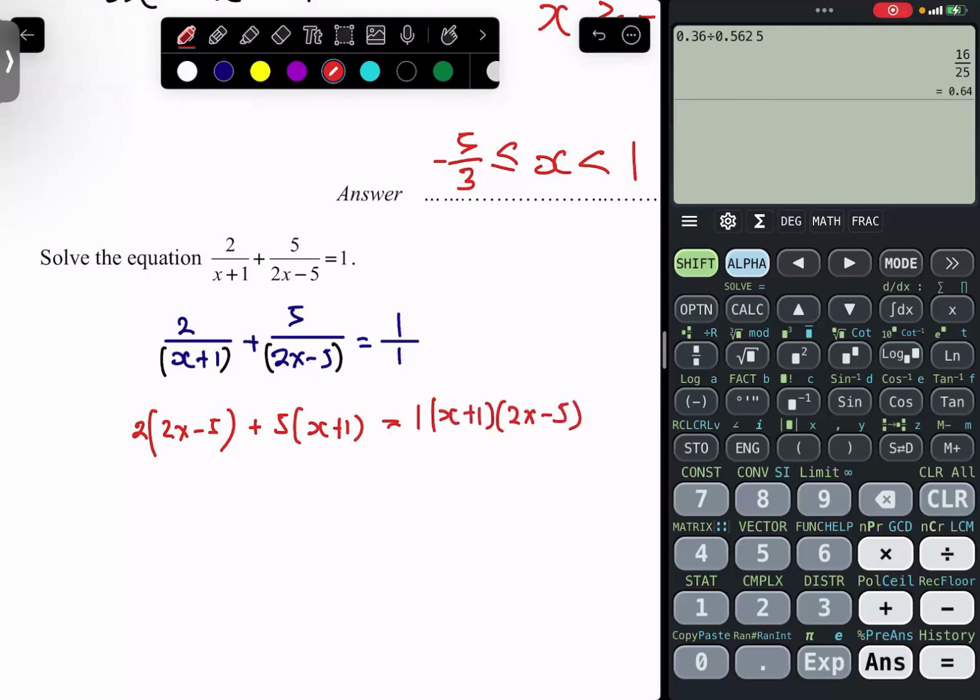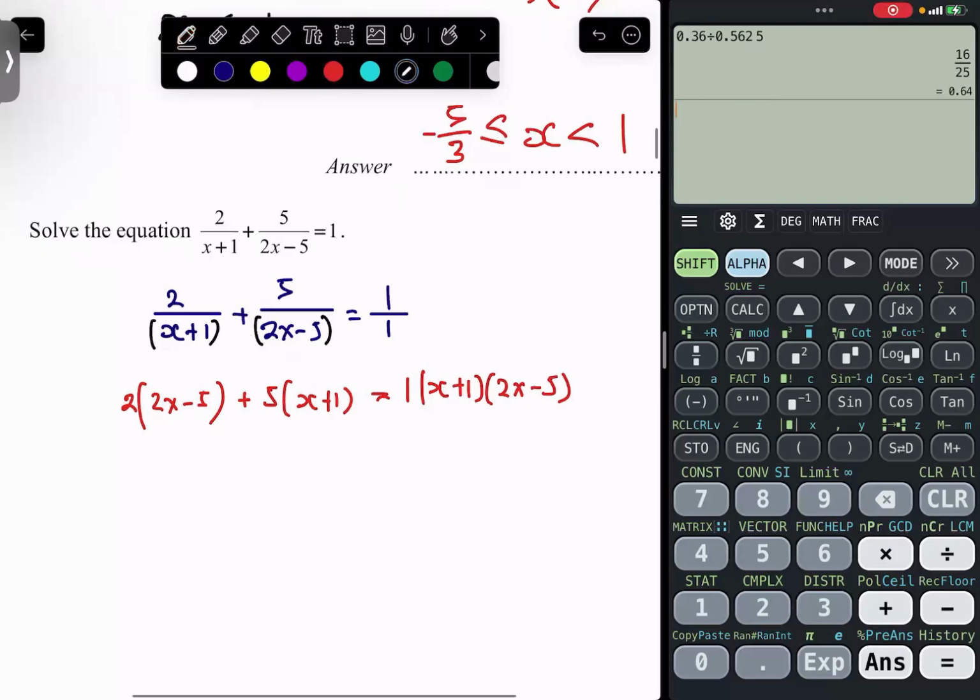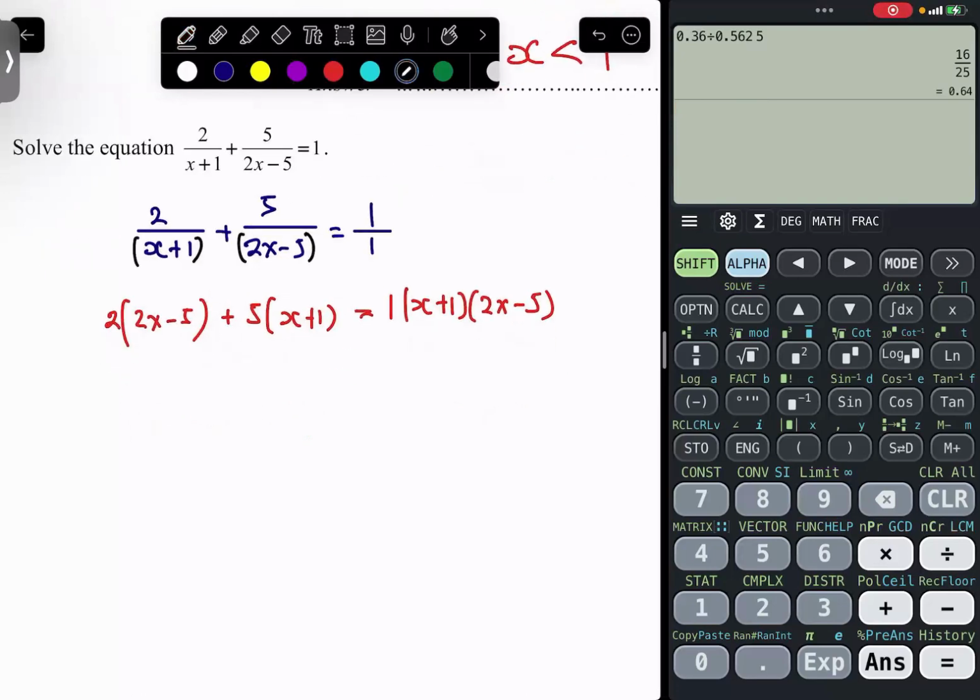Now, up to this stage, you need to realize that this is actually a quadratic. That means you need to solve using either factorization or the formula. I have just gone for the formula straight. So expanding, 4x minus 10 plus 5x plus 5 equals 2x squared minus 5x plus 2x minus 5. Switch everything to one side. Now remember, it's not necessary to switch everything to the left hand side. I can switch it to the right hand side.